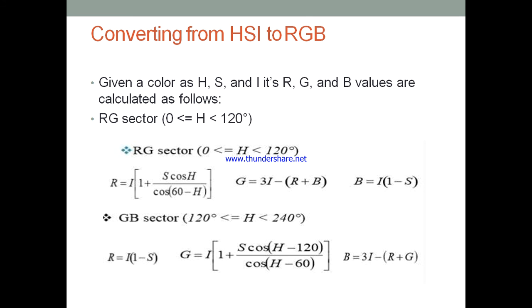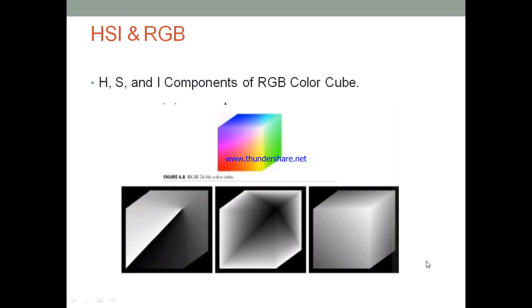Similarly, in order to convert from HSI to RGB, we have a set of formulas that has to be followed. That is, R is equal to intensity times (1 plus S cos H divided by cos of 60 minus H). G denotes 3I minus (R plus B), and B denotes I times (1 minus S). Similarly, for the GB sector we have two different conditions, and for the RG sector we have different conditions. By using these formulas we can convert a color model from HSI to RGB.